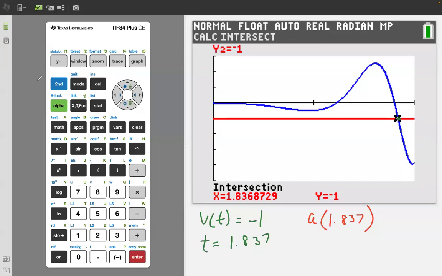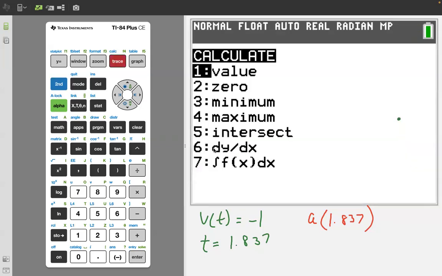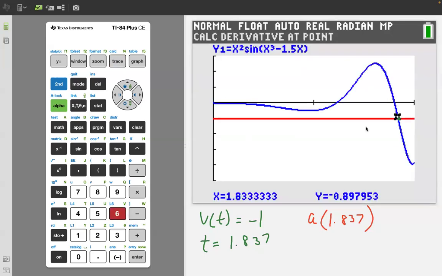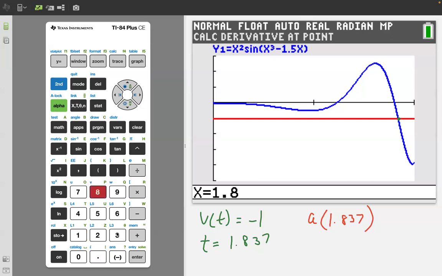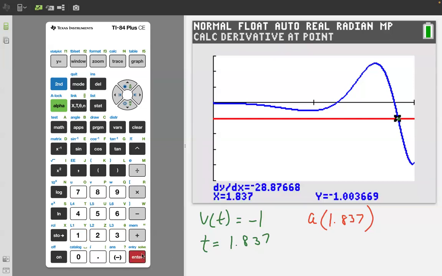So to get the derivative, we're going to go to calculate menu. Second, calculate, derivative is dy/dx, option 6. My cursor is exactly where it needs to be, I think. No, it looks like it moved a little bit. So I'm going to press 1.837, and we get a derivative of negative 28.876 or 877.